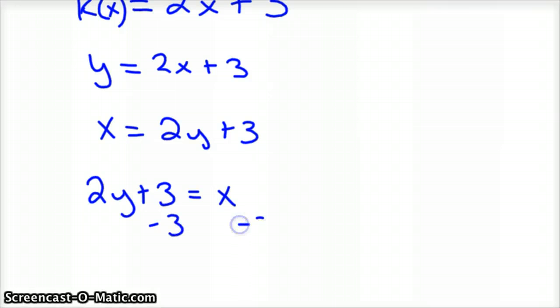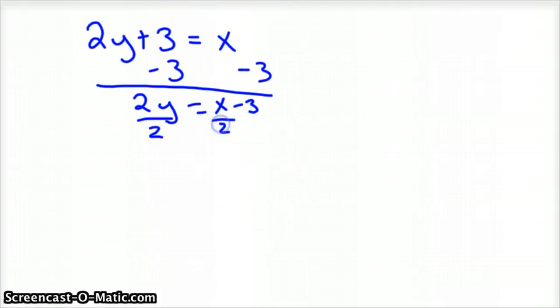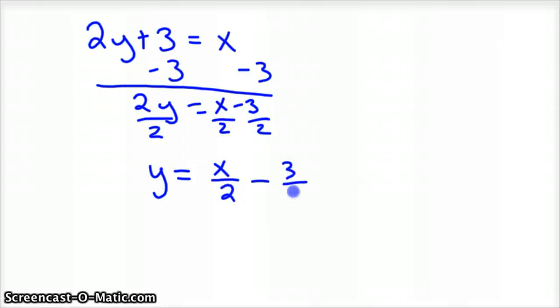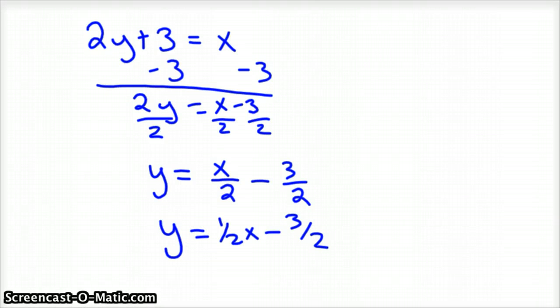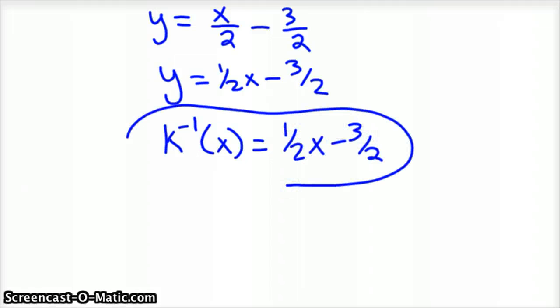Then subtract 3 from both sides. So 2y equals x minus 3. And then divide everything by 2. And with a lot less pain and a lot less effort, we've come up with the inverse function of that original k(x). Then you just put it back in function notation, so the inverse of k(x) is equal to 1/2 x minus 3/2. And so there's your inverse of the function.